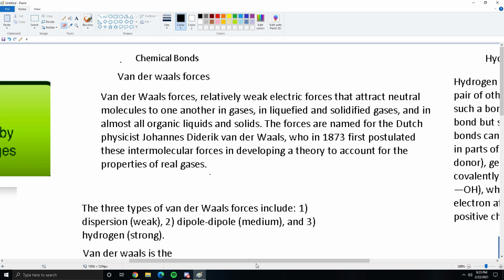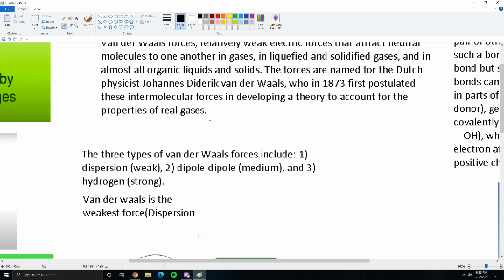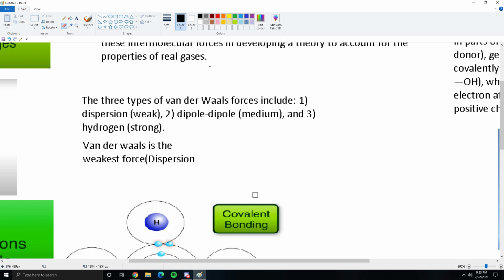He first introduced this theory of real gases in 1873, which is still the weakest out of all of them, but he still introduced it in 1873. There's three types of this force: weak, medium, and strong. Hydrogen being the strongest, dispersion being the weakest, and dipole being the medium. As I said, the weakest force is the dispersion.